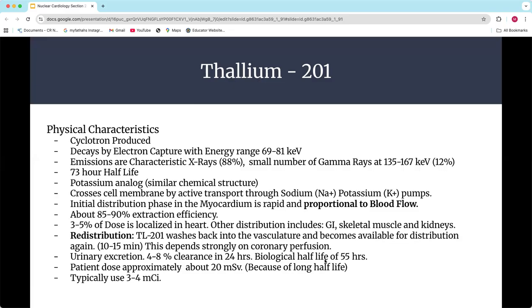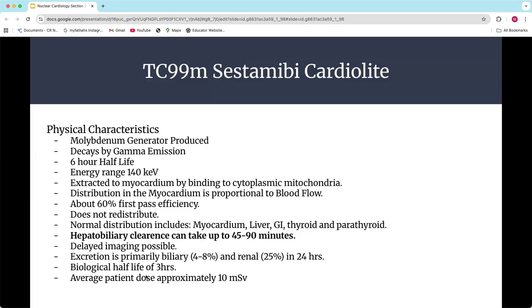And then clearance comes from urinary excretion, and the biological half-life because of that urinary excretion comes down to about 55 hours. So we went from 73, which is our physical half-life, down to 55 biological. So again, it still stays in the body for quite a long time, and that's why we get this high dose. Typical dose ranges are around 3 to 4 millicuries. Again, that probably changes based on protocol and where you're working, so don't marry yourself to that too much, but 3 to 4 millicuries. And the likelihood is you may or may not even use thallium much, but that's the idea of thallium.